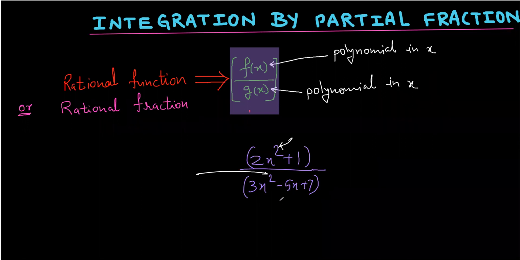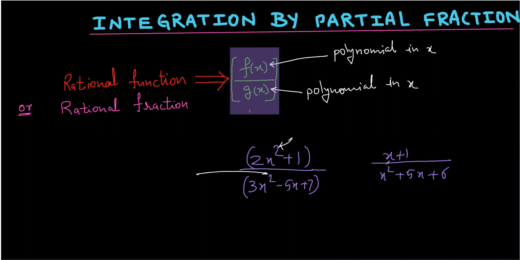It is the highest power of x that you see in the polynomial. So both are 2. So degree is 2 for numerator and denominator. See, I could have had x plus 1 upon x square plus 5x plus 6. Here I notice that the degree of polynomial in numerator is 1 and the degree of polynomial in denominator is 2. Okay, so I hope this much is clear to you.